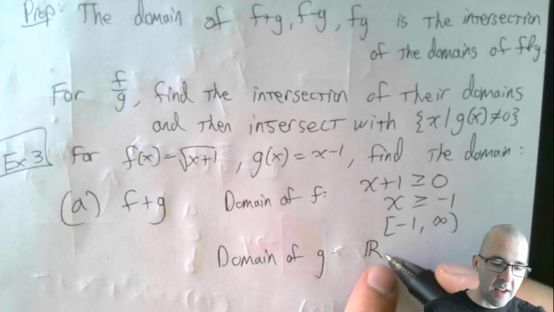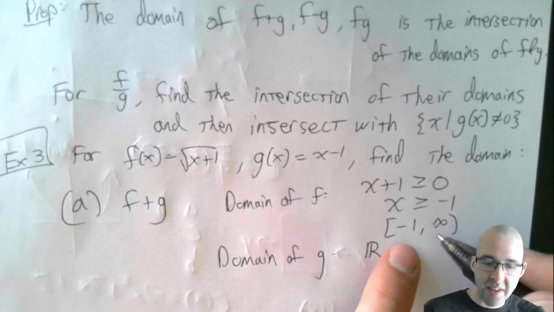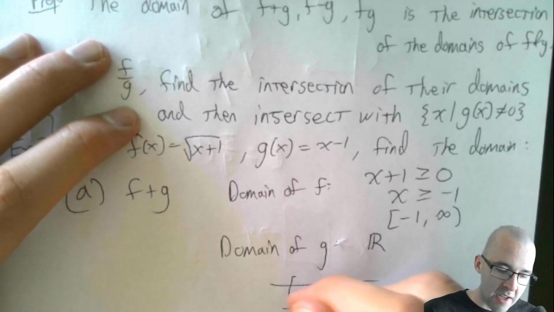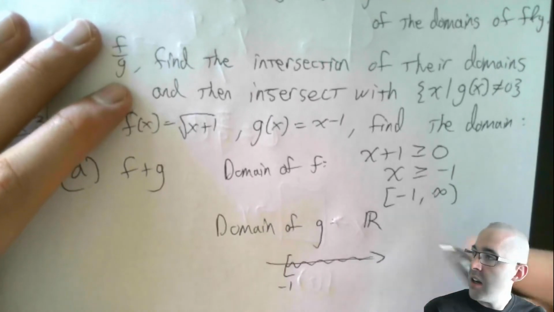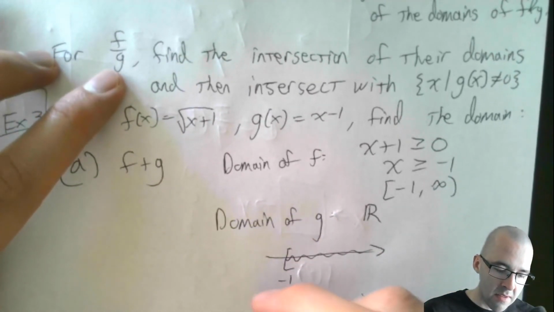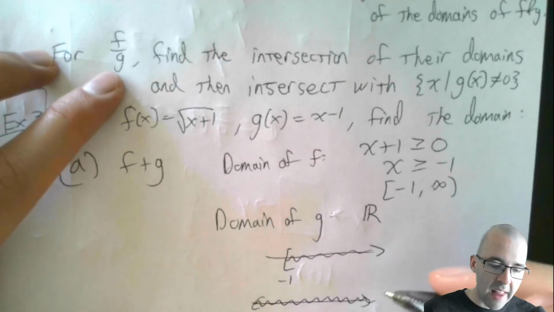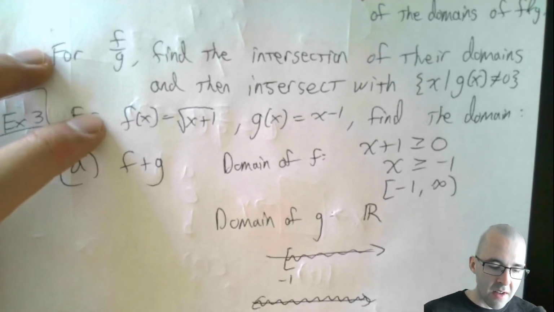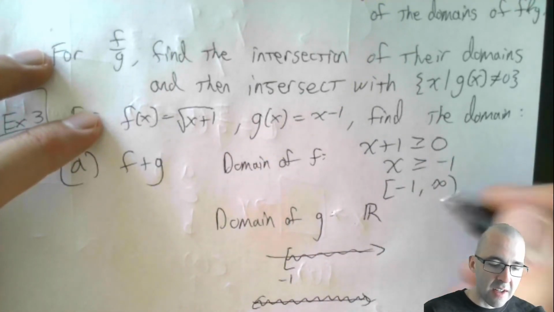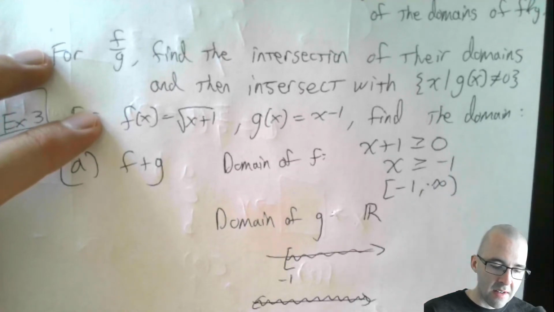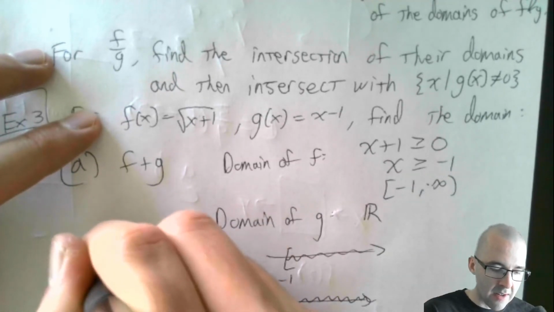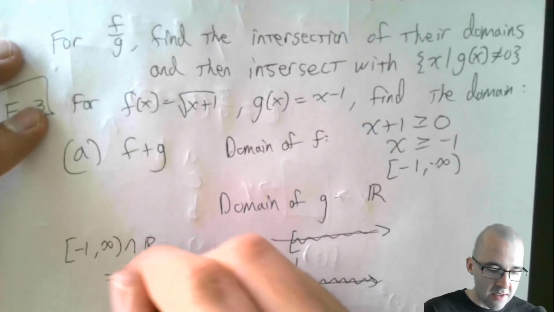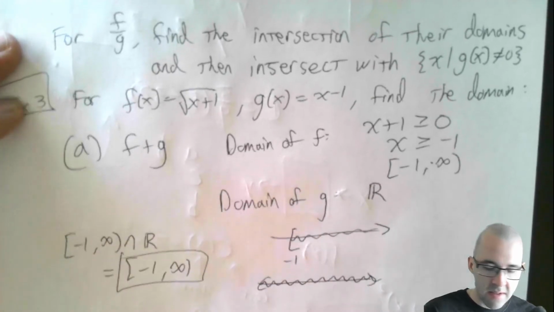So what does everything have in common with this interval? It will just be that interval. And again, if you really want to see it, we have the number line, -1, off to infinity. Where do they overlap? Well, this is everything, so they will just overlap at that first thing. Okay. So our answer is their intersection, the intersection of these two sets. The intersection of -1 to infinity with the set of all real numbers is just -1 to infinity. And that's our answer here.